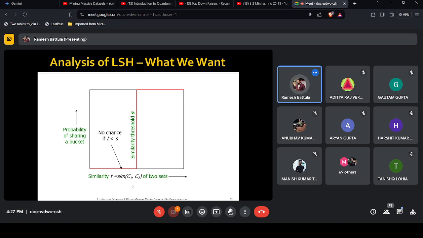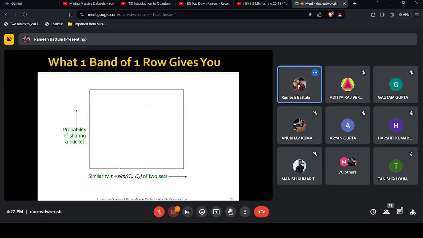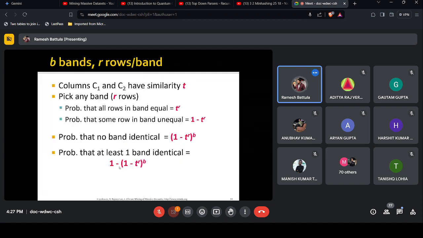Suppose you observe this portion: it is definitely less than S, so there is no chance to consider similarity over there. And whenever you come up over here, the probability is definitely more than the similarity, so you consider those as locality sensitive values. Finally, observe one band of one row, which is like a vertical line: the probability of equal hash values is the similarity of C1, C2, which we treat as the similarity value.